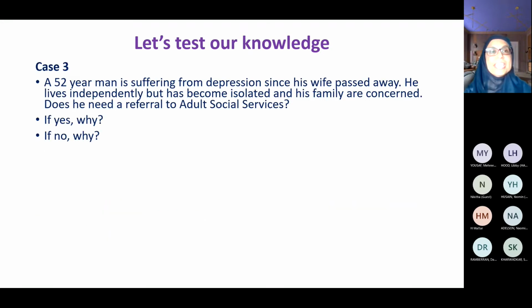And the last one then, case 3: a 52-year-old man is suffering from depression since his wife passed away. He lives independently, but he's become isolated and his family are concerned. As GPs, we get loads of calls from concerned family members. So his grown-up daughter has phoned in and said, I'm really worried about my dad, doctor. Can you do something about it? So does he need a referral to adult social services? Yes or no, and why?